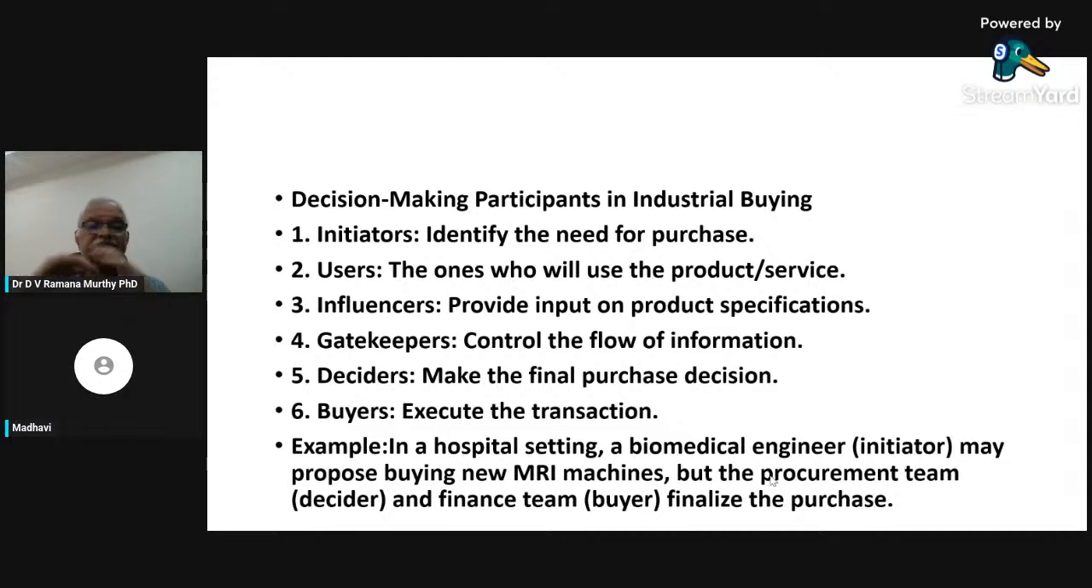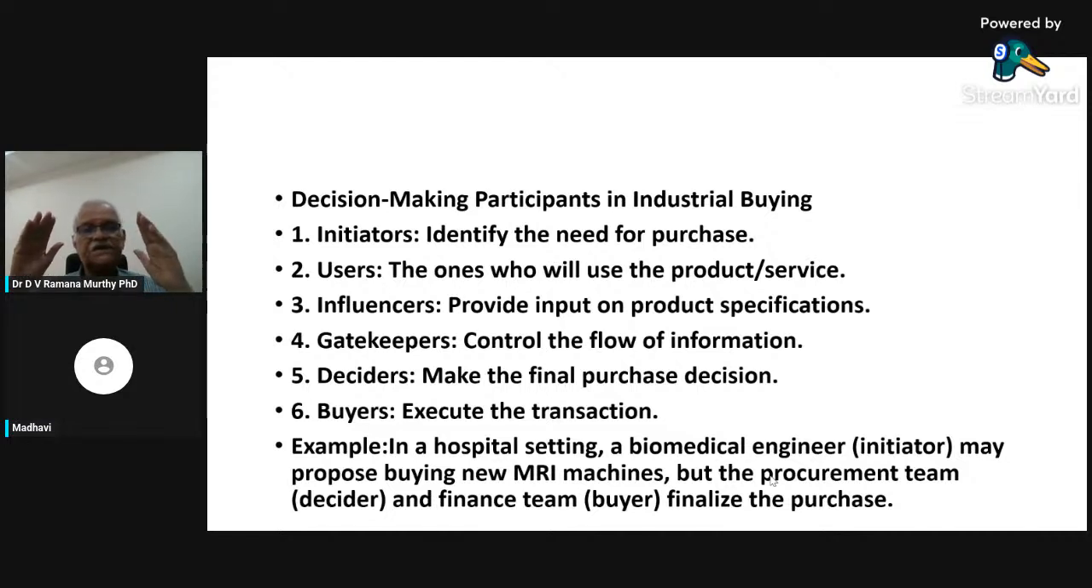And the fifth one are deciders. We have said there are a lot of people involved in the purchase decision of this product from the supplier. So most likely the top management or the responsible person who is supposed to take a decision. They are called deciders. They make the final purchase decision. And six are people who go to the market and buy, those who execute the transaction. These are the purchase department, and they may go to the market physically or get the product physically from the market. So this is how the entire thing goes.